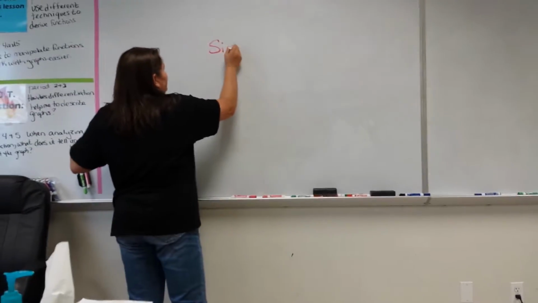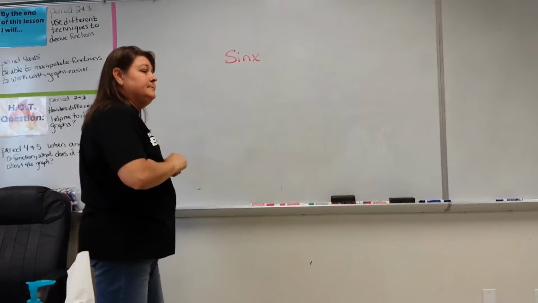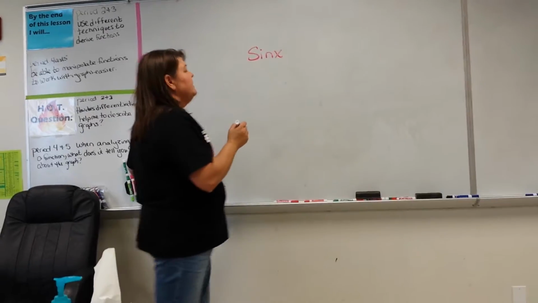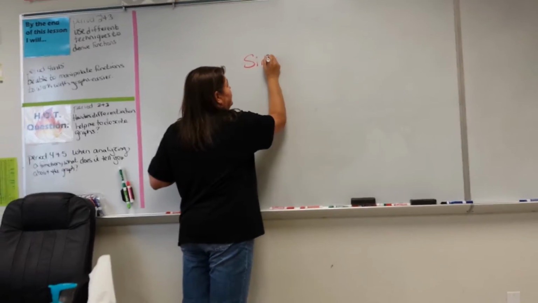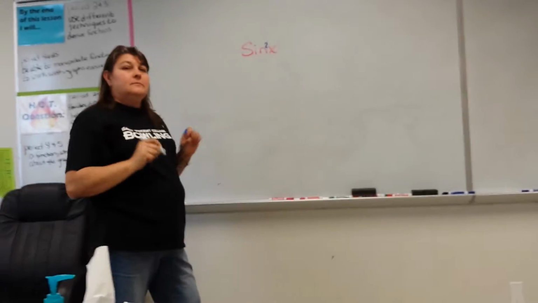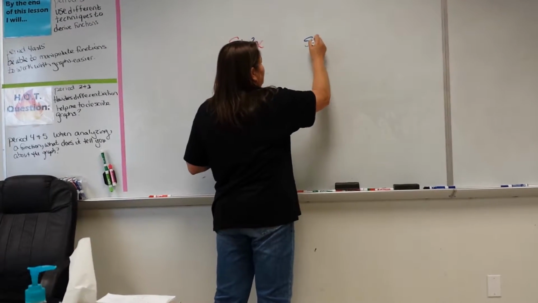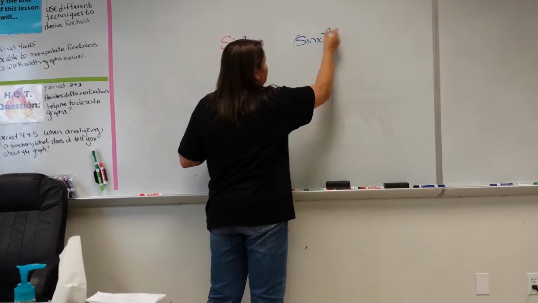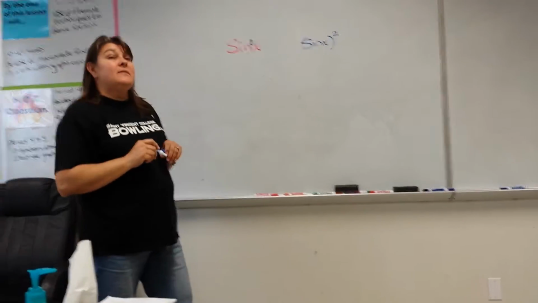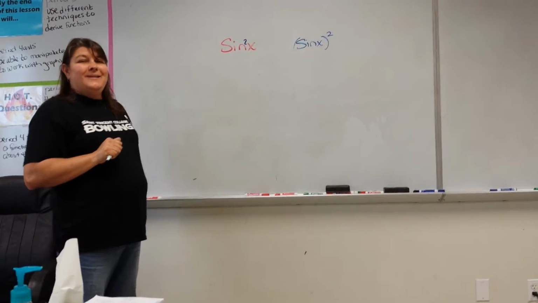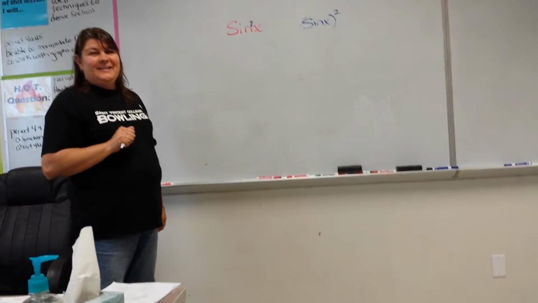So, review, what's the derivative of sine? Cosine. Okay, everybody cool with that? Sine squared is written like that. But sine squared also is written like that. They mean the same thing. Okay? So, cosine of x in parentheses squared.